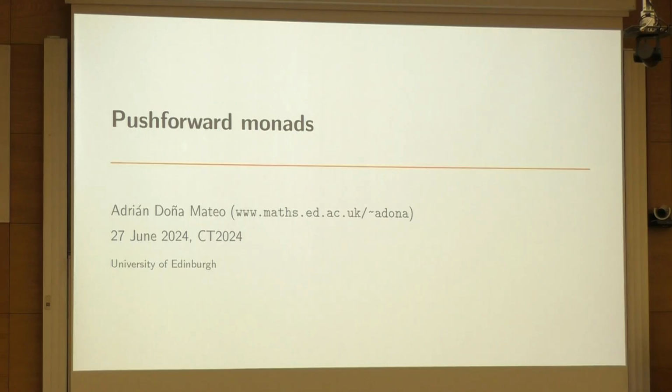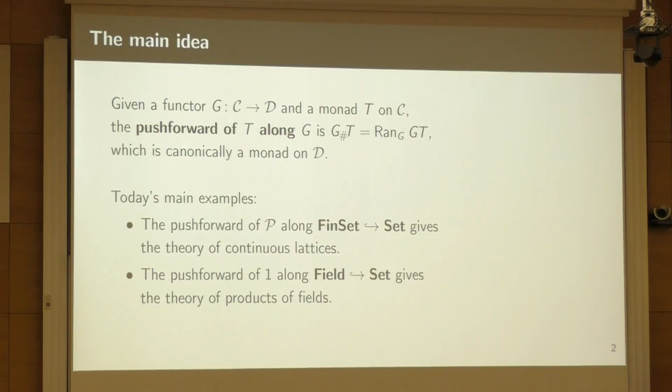But yeah, indeed. So today I'd like to talk about pushforward monads, and this is a construction that, I think, first appeared in the Formal Theory of Monads by Ross Street. And without further ado, let me tell you what it is. It's a way of transporting a monad from a category to another along a functor. And in a nutshell, it's given by this construction here.